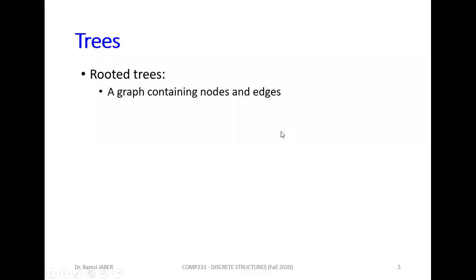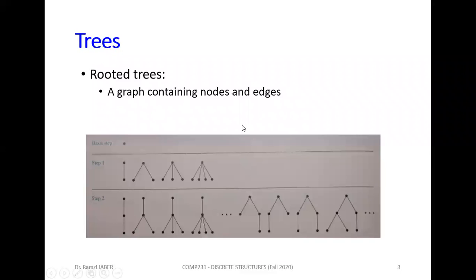Rooted trees, a graph containing nodes and edges, like this. Okay? It cannot contain a cycle like this. You can draw a node, this point is called a node, and this line is called an edge. Okay, edges. So, for example, the basic step will be only one node.